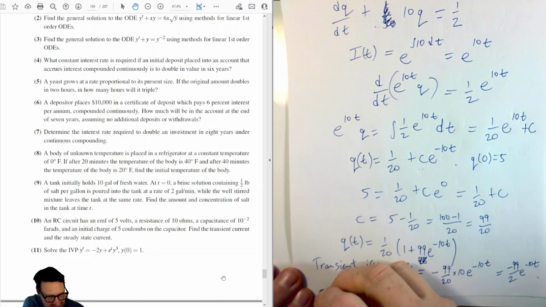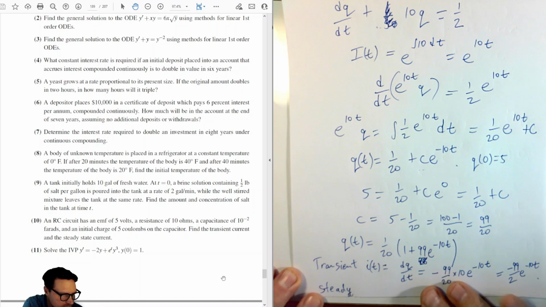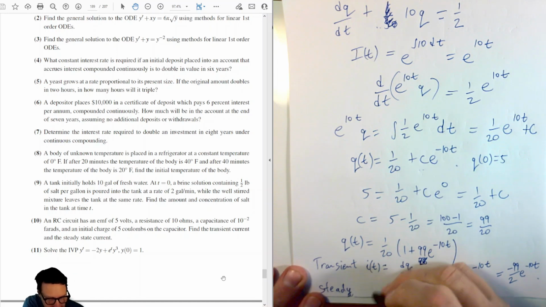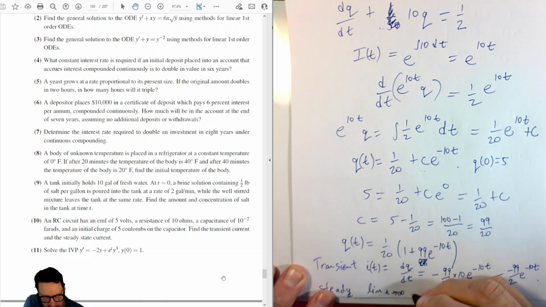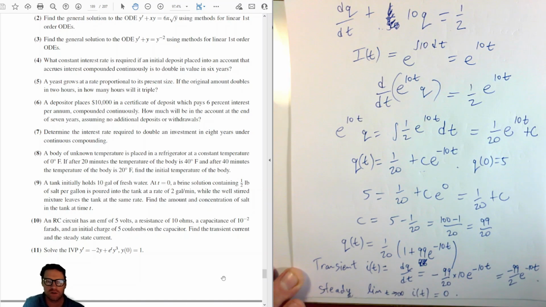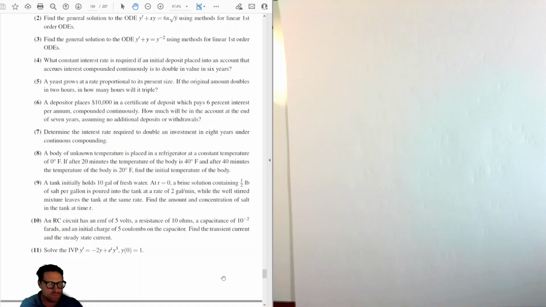And then the steady state current is just the limit as t goes to infinity of i of t, which will be 0 in this case. Okay. Moving on to the last question.